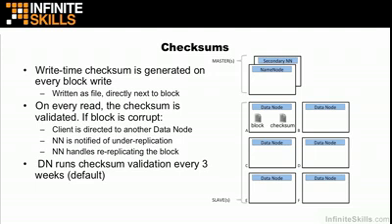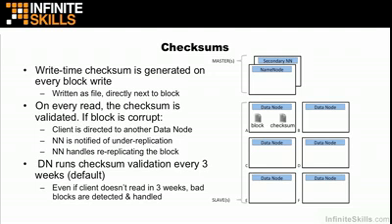The data node also runs an independent checksum validation every 3 weeks. So even if a client doesn't read a block within 3 weeks, the bad blocks are detected and handled the same way that we saw in the previous slide.